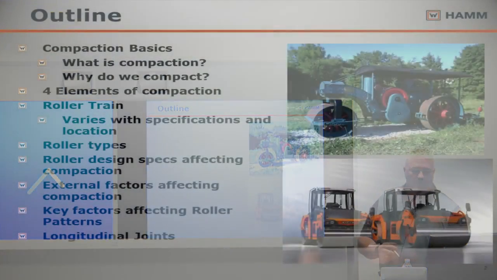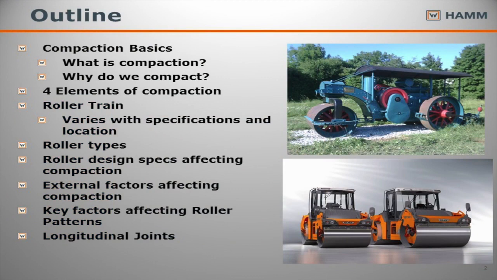So, what we're going to go over a little bit is we're going to talk about some compaction basics. What is compaction? Why are we doing it? The 4 elements of compaction. We're going to talk about the roller train and how it varies based on specifications and location. We're going to talk about the different roller types that we're going to utilize.